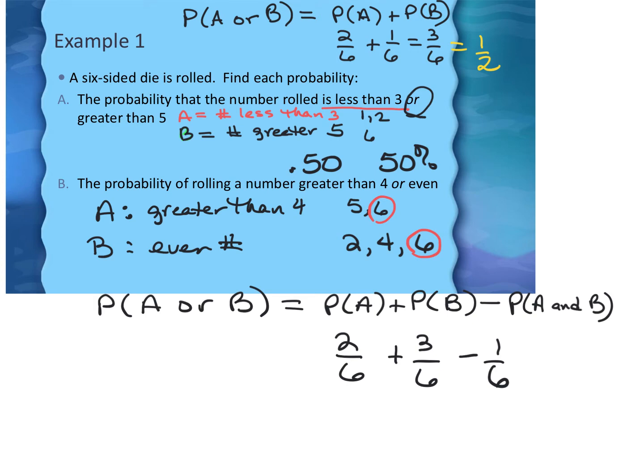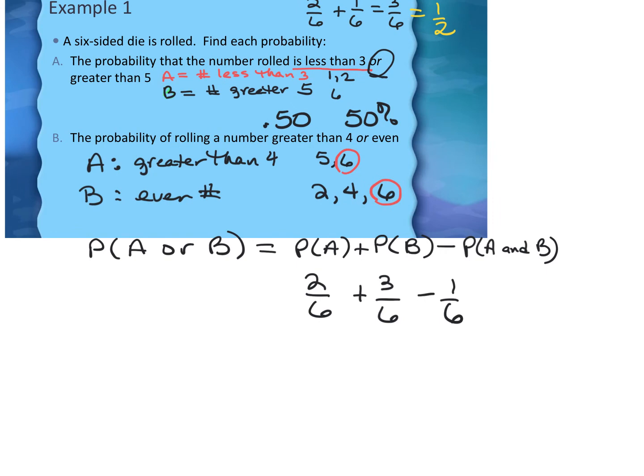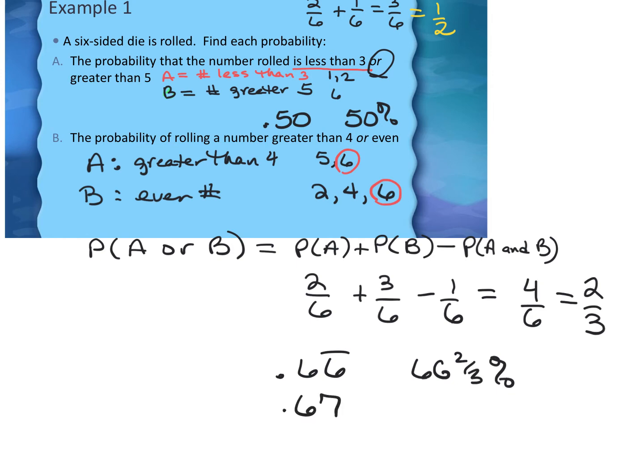And now I'll add the 2 numerators and then subtract the last one. So 2 plus 3 is 5, minus 1 is 4 over 6, which reduces to 2/3. Written as a decimal, it's actually 0.6 repeating, or 66 2/3%. So if they say round to the hundreds, you could put it as 0.67.